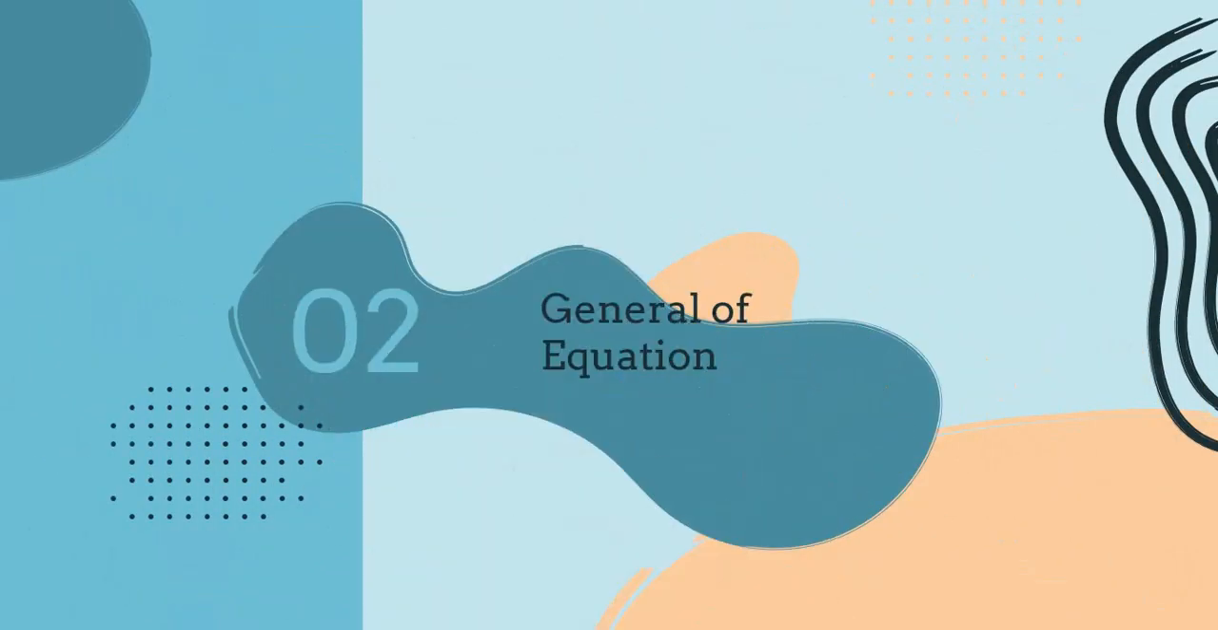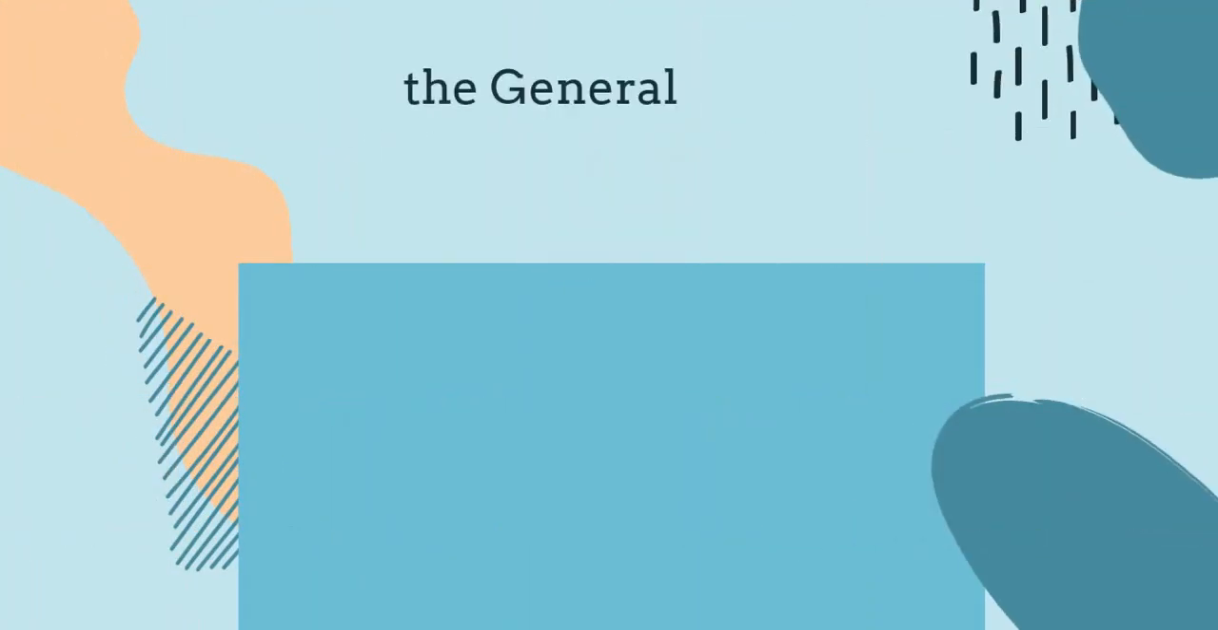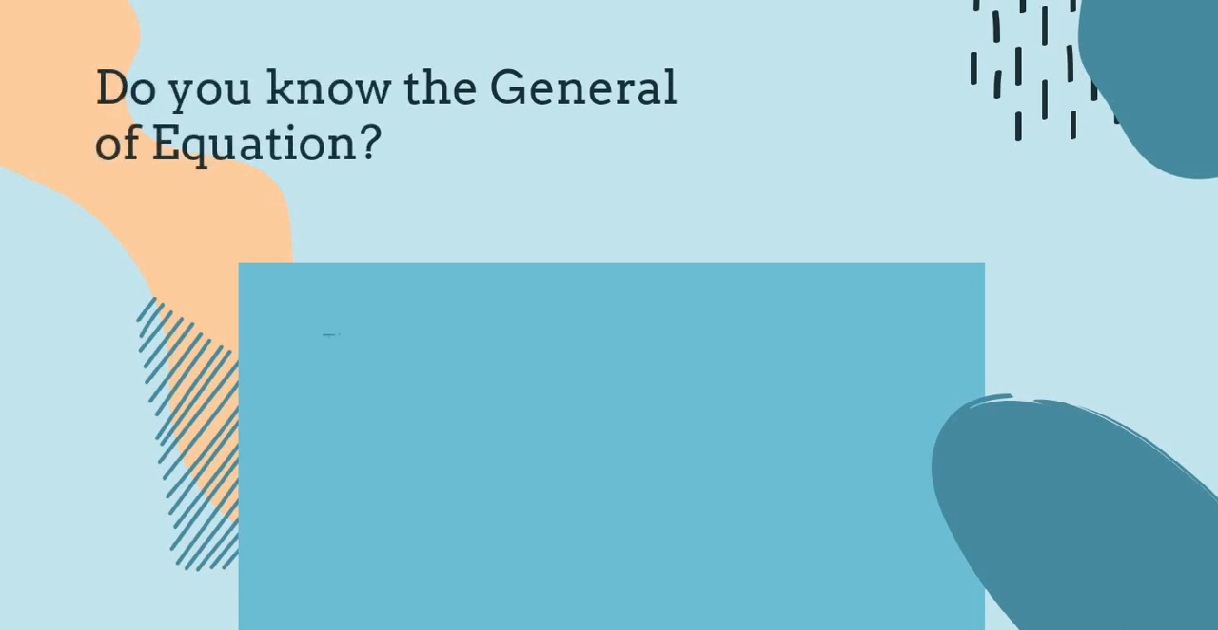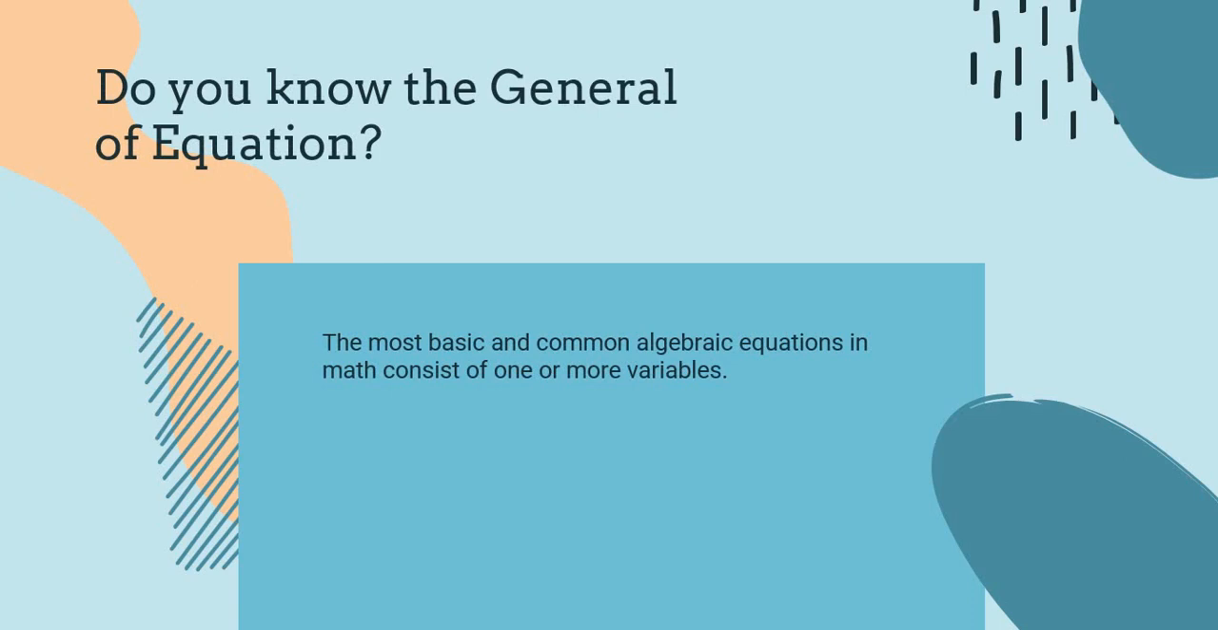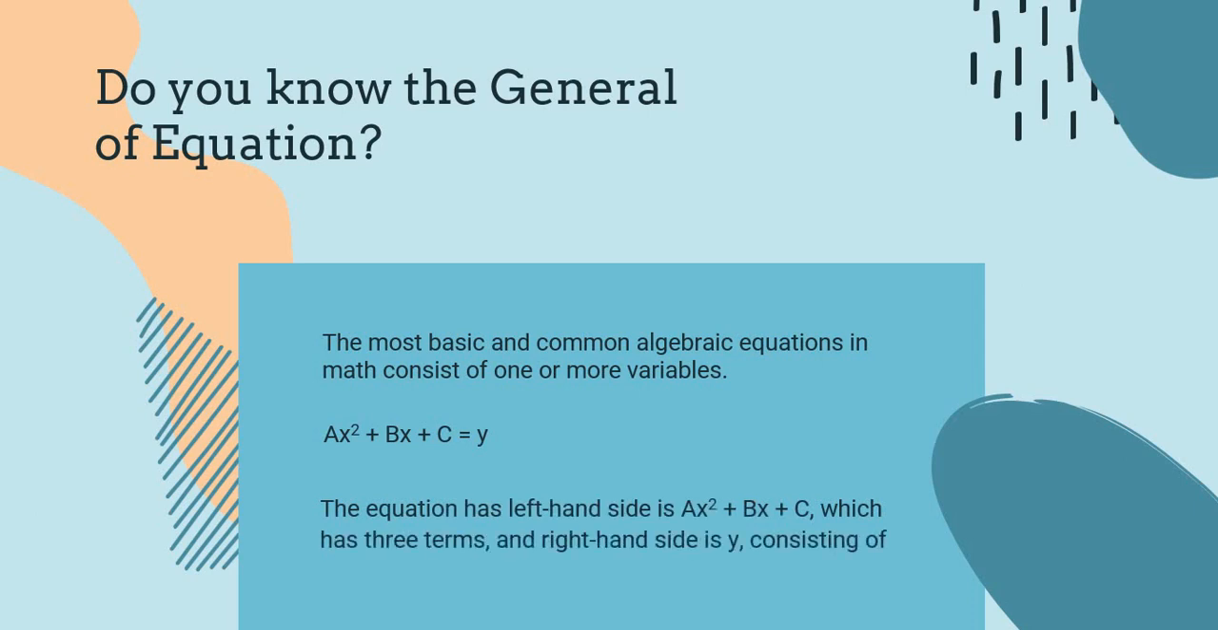2. General of equation. Do you know the general of equation? The most basic and common algebraic equation in math consists of one or more variables. So, the general of equation is ax squared plus bx plus c equals y. The equation has left-hand side is ax squared plus bx plus c, which has three terms, and right-hand side is y, consisting of just one term.